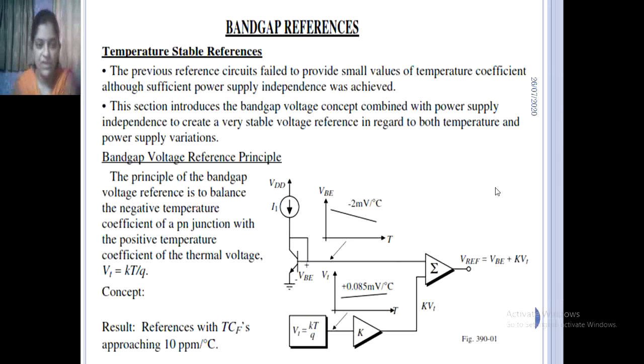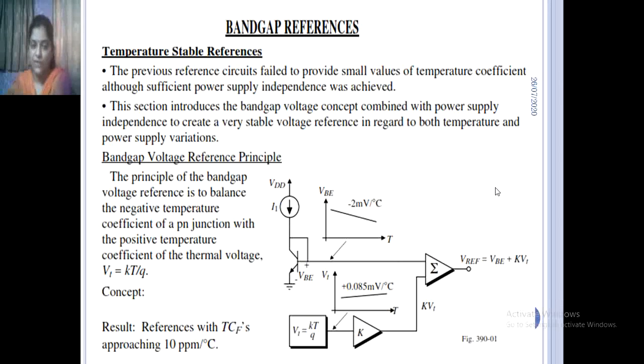Temperature stable references. The previous reference circuit failed to provide small values of temperature coefficient, although sufficient power supply independence was achieved.